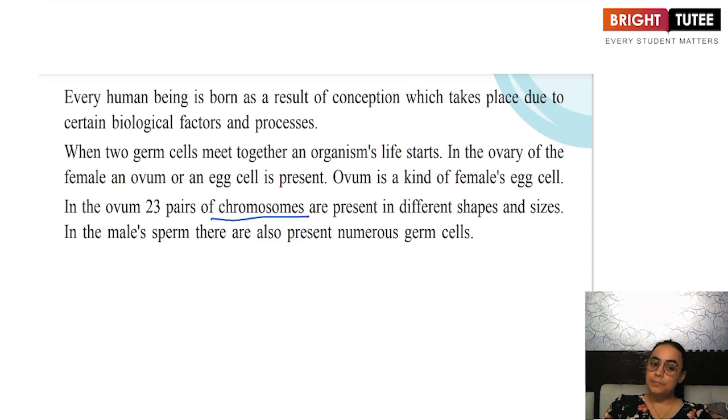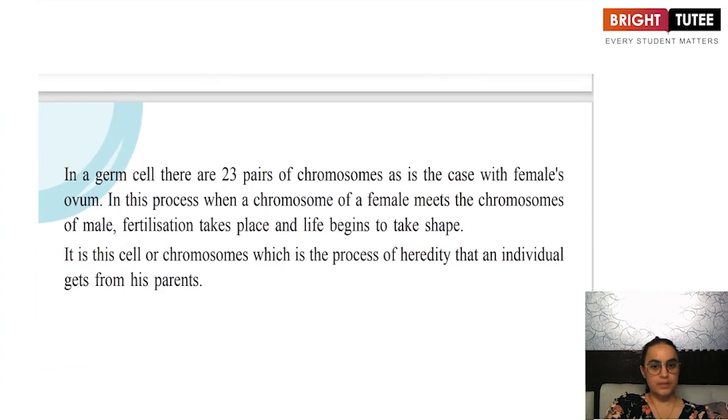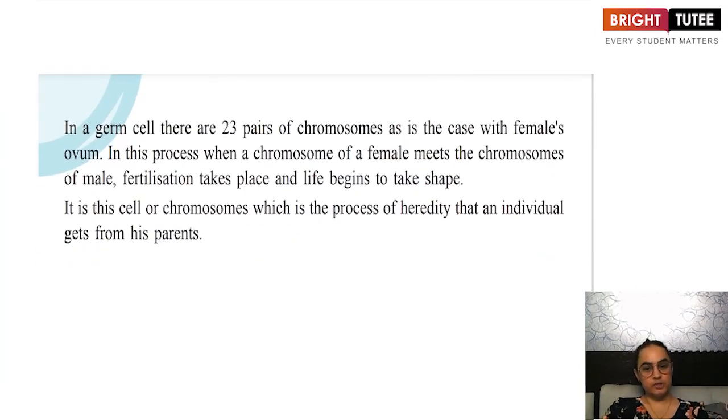And inside the male sperm also, there are a lot of germ cells which are present. In a germ cell in the male also, there are 23 pairs of chromosomes.